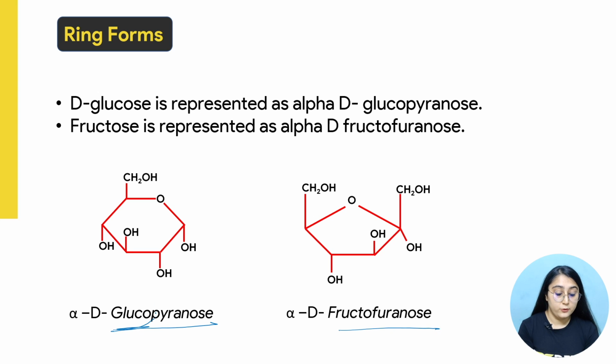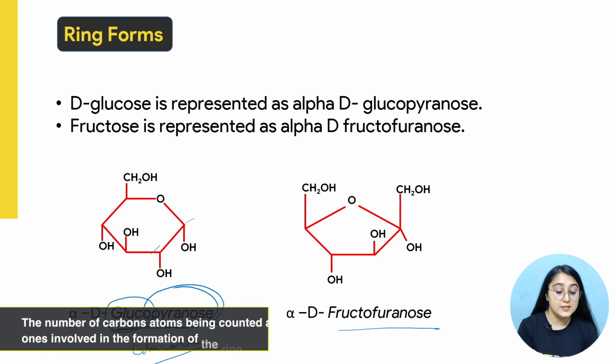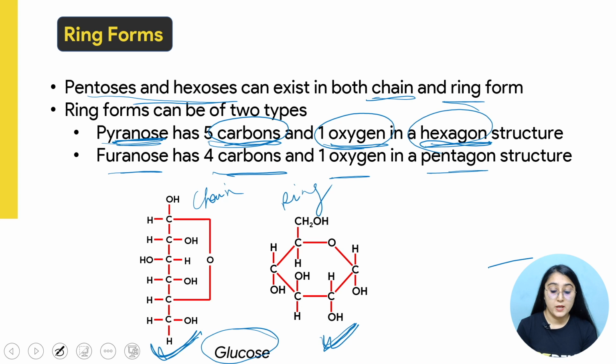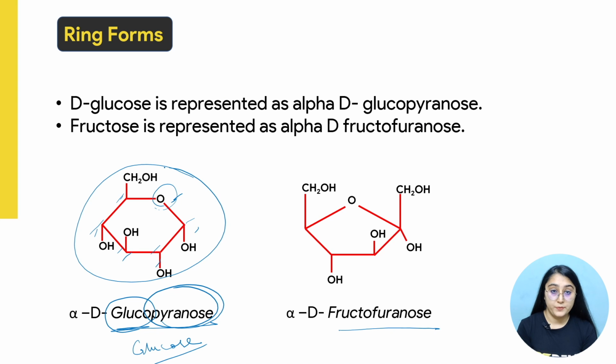So this gluco is coming from glucose and pyranose represents the hexagon shape of the ring. As we can see over here, it contains 5 carbons and 1 oxygen, right? Just like we discussed, pyranose contains 5 carbons and 1 oxygen in a hexagon shape. So in the case of glucopyranose, we can see 5 carbons, 1 oxygen and a hexagon shape. Now we know where the name glucopyranose is coming from: gluco from glucose and pyranose from the shape of the ring.